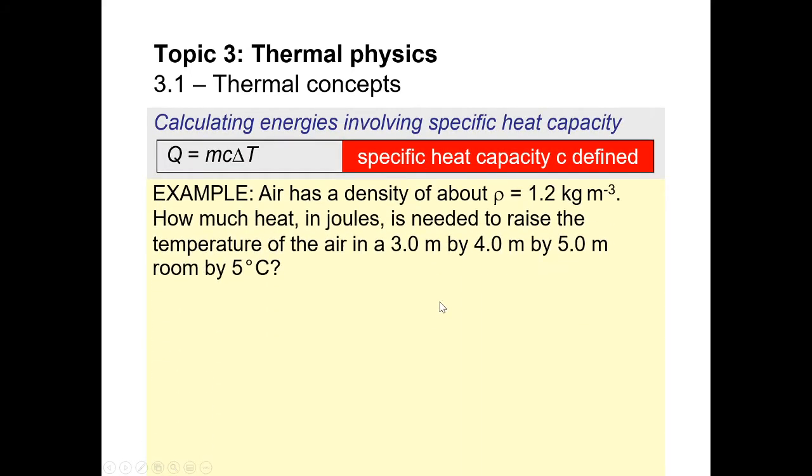All right, so we have Q equals mcΔT. Air has a density of about ρ. So this funky looking P symbol is rho. I'll draw it on the sheet. I'll show you how to do it. Equals 1.2 kilograms per cubic meter. How much heat in joules is needed to raise the temperature of the air in a 3 by 4 by 5 meter room by 5 degrees Celsius?